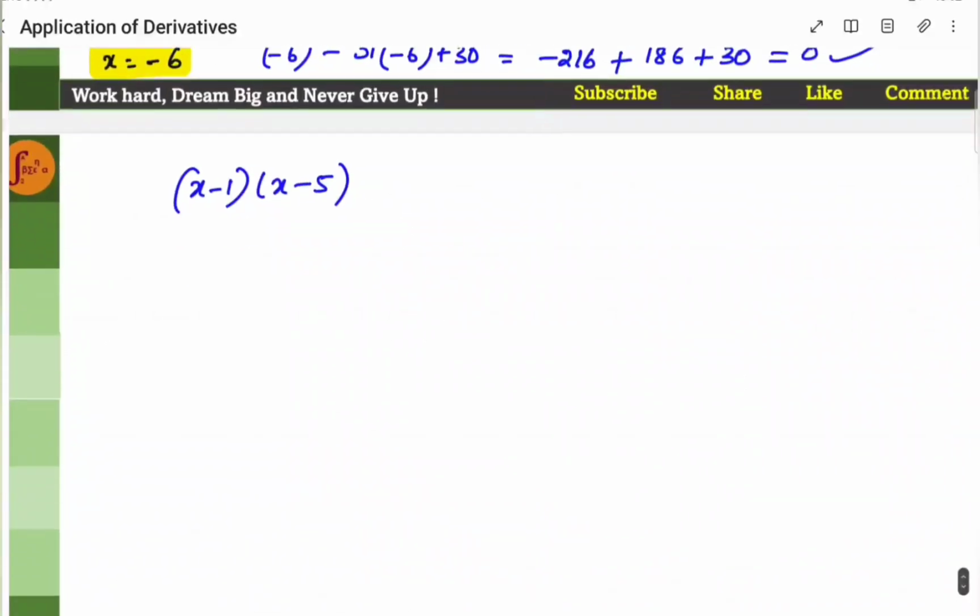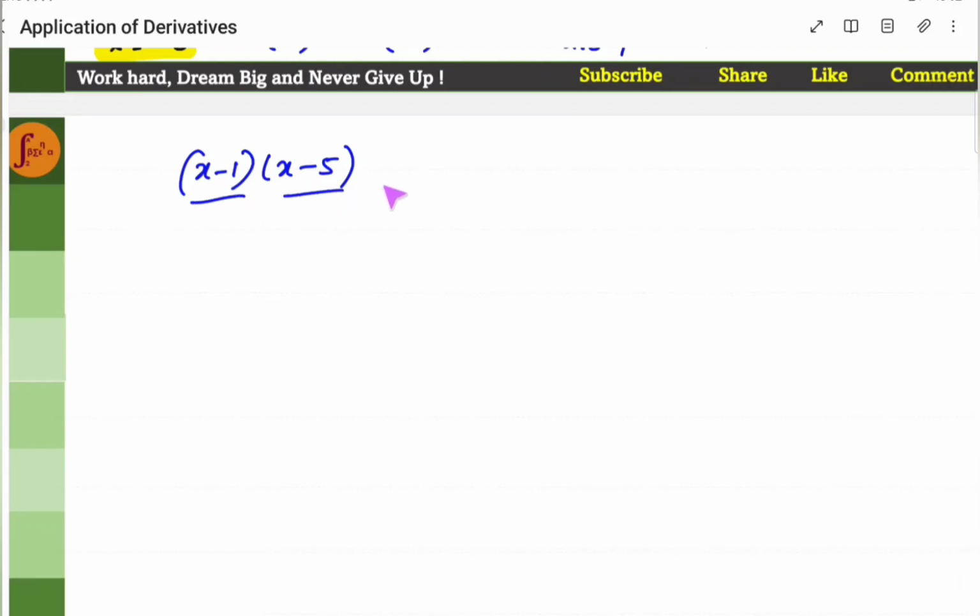Now what I'll do is, I'll write it like this. x minus 1 and x minus 5. I'll multiply this. When I multiply, I'll get x square minus 6x plus 5. This is what I get when I multiply, right? Now I'll have to use a division method to get the other root.